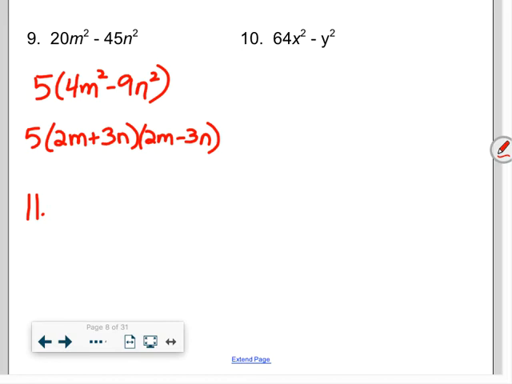All right, number 10. 64x squared minus y squared. Is there a GCF? Can I pull something out of both terms? No. Is it a difference of two squares? Yes. All right, there we go. So it's 8x plus y, 8x minus y, and I'm done.